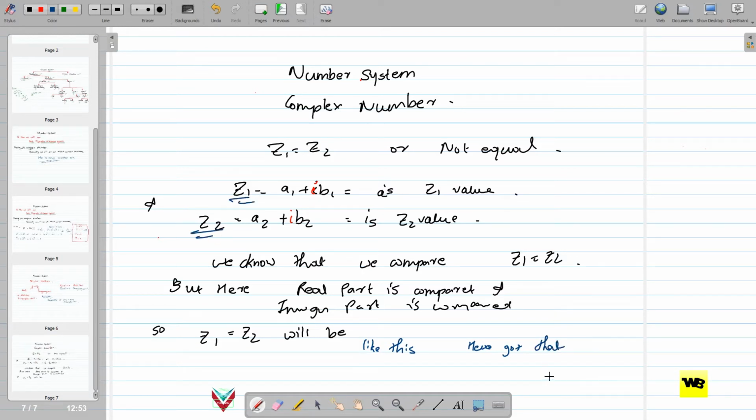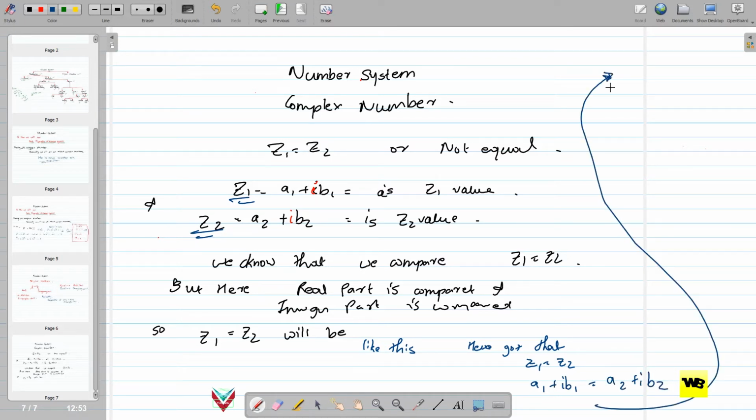Here we got that Z1 and Z2 value. Z1 equals Z2, so A1 plus I B1 equals A2 plus I B2. So A1 plus B1 I equals A2 plus B2 I. So A1 equals A2 and B1 equals B2.